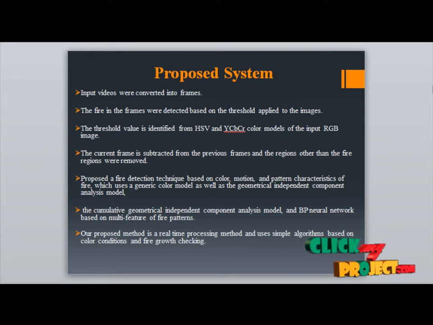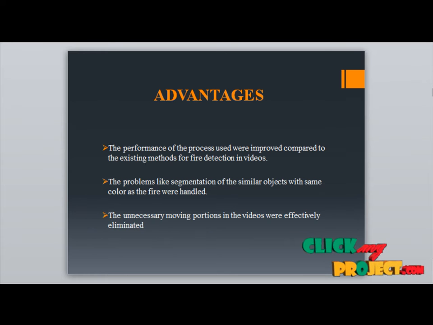In the proposed system, the input videos are converted into frames. Threshold detection is applied to the frames. After the threshold, we apply HSV and YCbCr, and the current frame is subtracted from the previous frame. So the relevant object will be detected. In the proposed method, performance and accuracy are improved compared to the existing one, and segmentation of similar objects of the same color in unnecessary moving portions of the video is effectively eliminated.